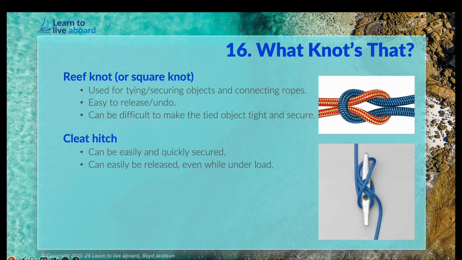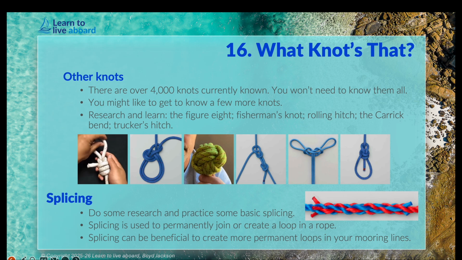It's really, really easy. And the cleat hitch, of course, can be easily and quickly secured and can easily be released even while under load, and it's also very strong. This is the one that you'll use when you're tying up to a dock or a mooring or something. You can see that there's a wrap around the bottom of the cleat, and then it's just a series of figure eights with a half hitch at the end. So some of these you're going to be able to practice, and that's why you've got your rope. That's pretty much the core knots that we need to know.